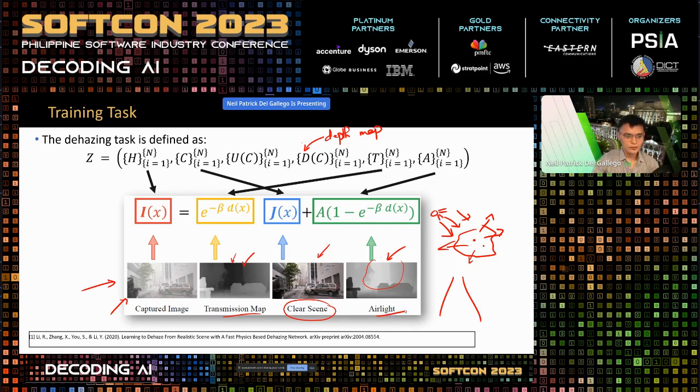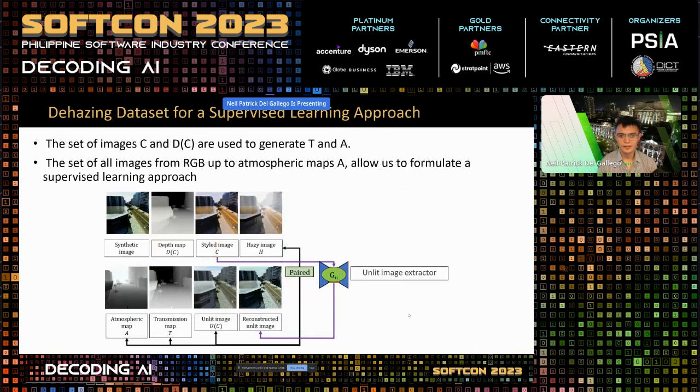Okay? So if we have this term, so this is element by element multiplication lang naman and then plus. So parang find J of x. Yun lang naman. So it's really just linear algebra as long as you have yung necessary information like transmission map and airlight. Okay? Sige. So if may questions sa dulo tayo mag-Q&A. So ngayon, since we have those, we can train a supervised learning approach.